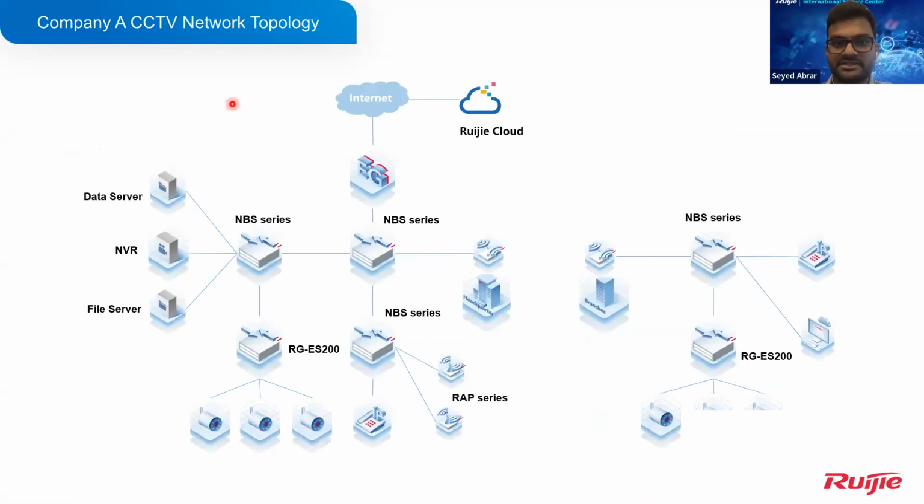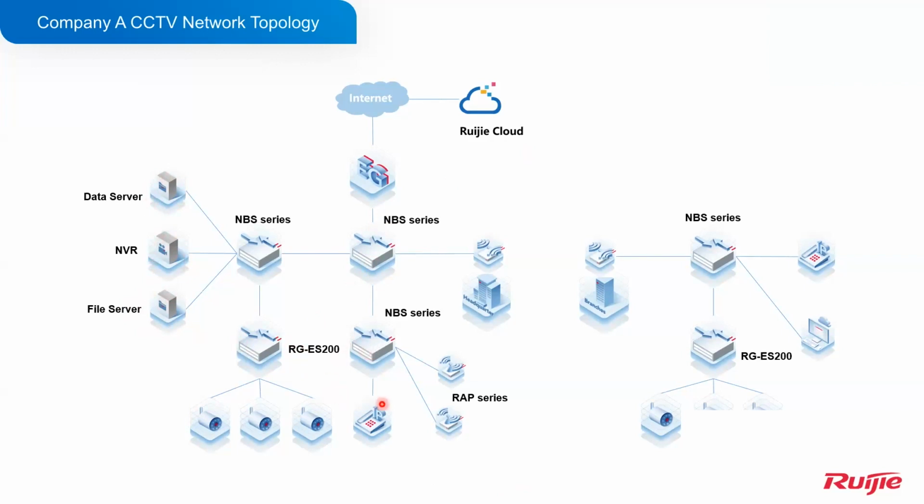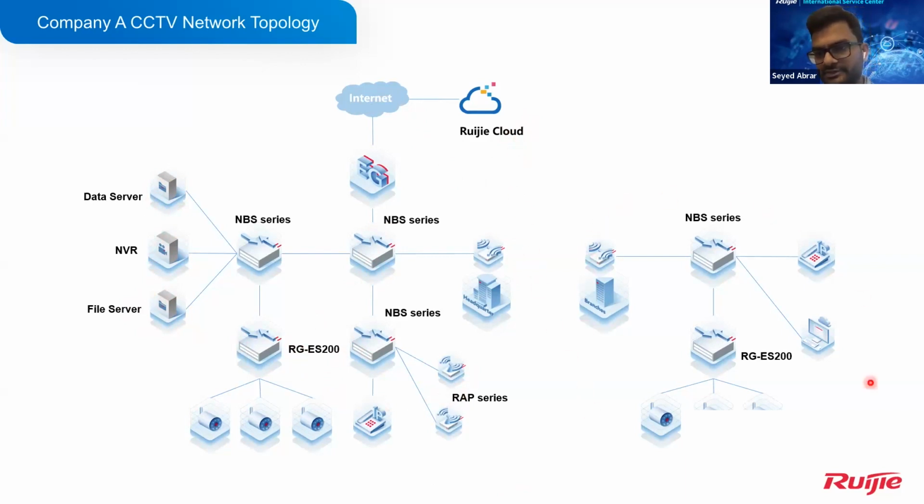The network topology of CCTV looks like this. You can consider this as a headquarter. What I'm highlighting is the headquarter. Because in a network, you have NBS series switches and ES series switches. You have file servers, data servers, NVRs and cameras, APs. This is a typical structure of your network. And this is your branch office.